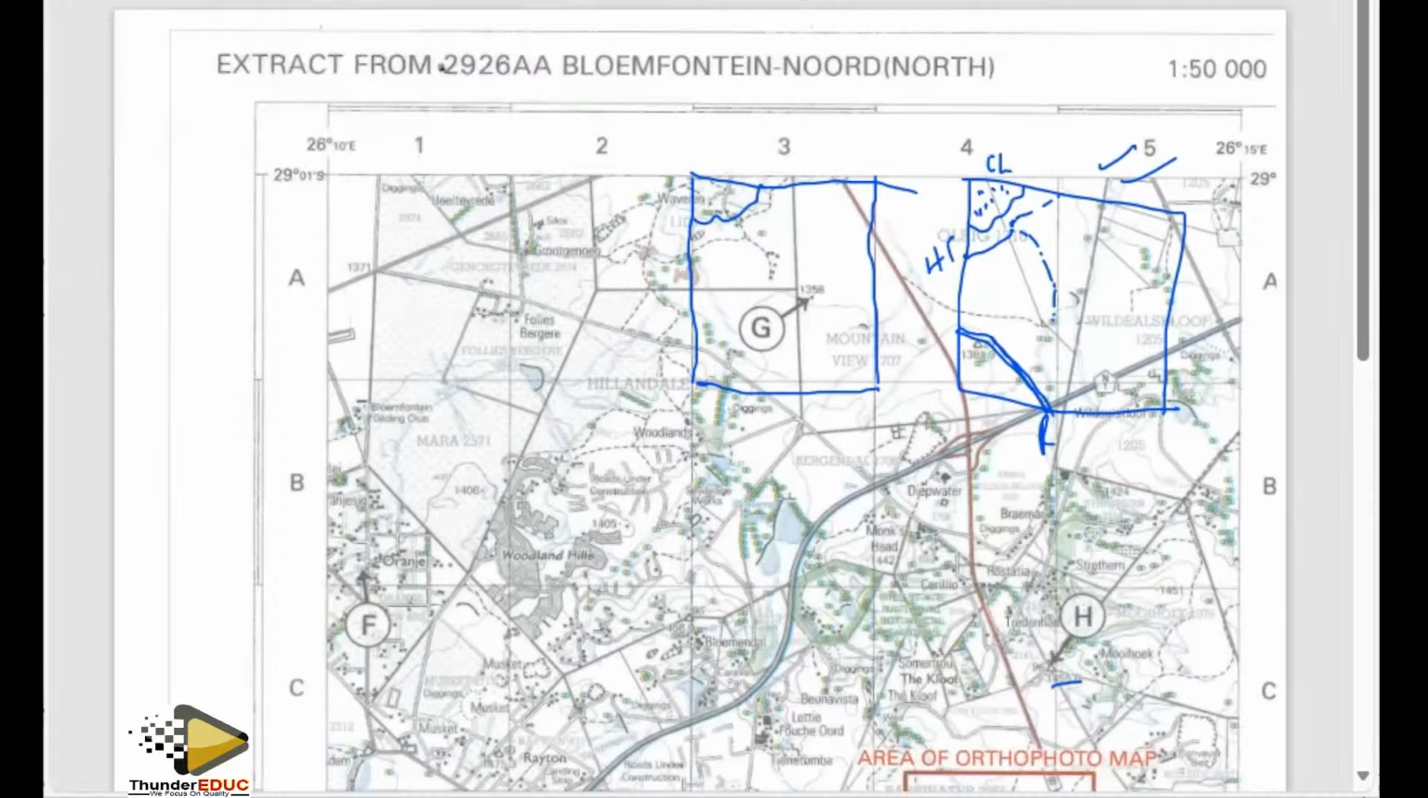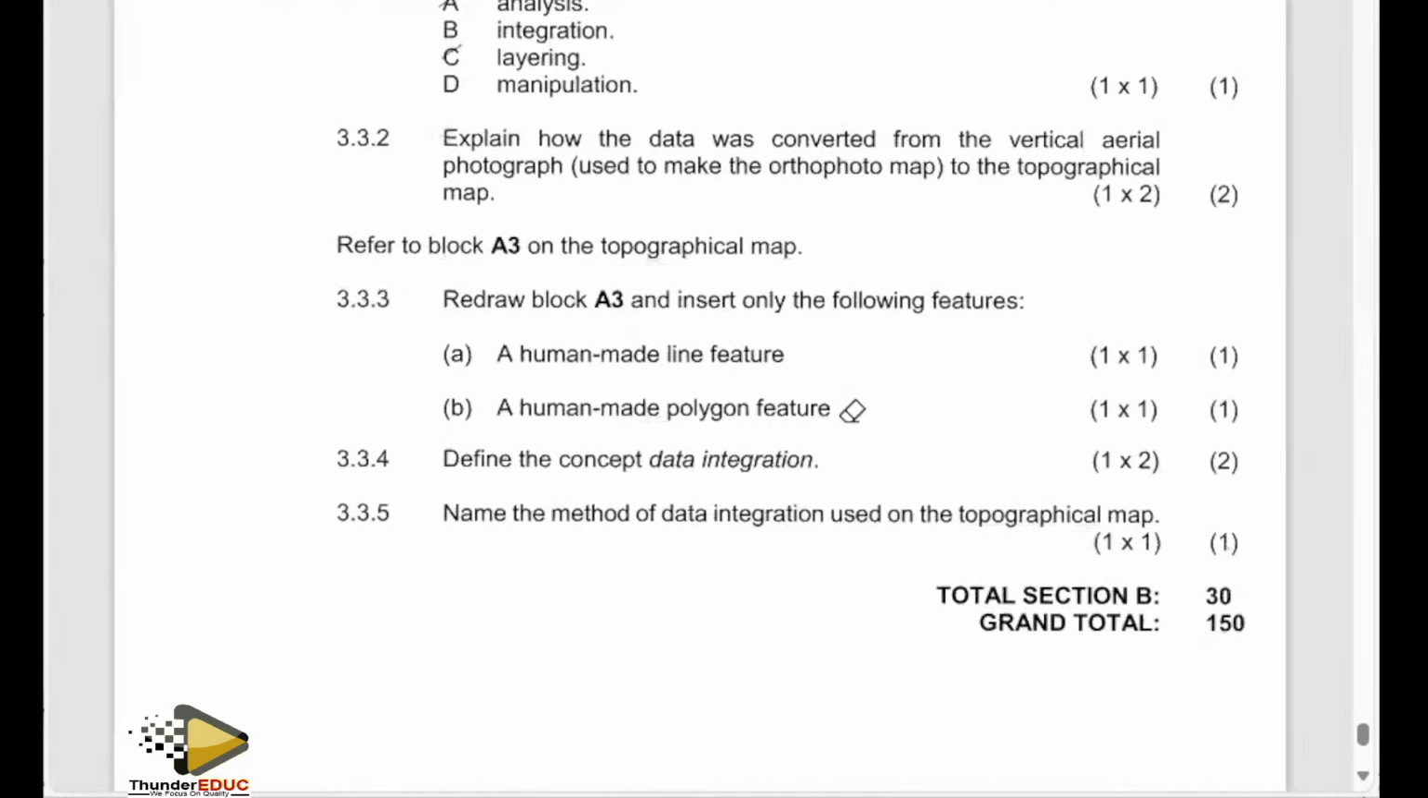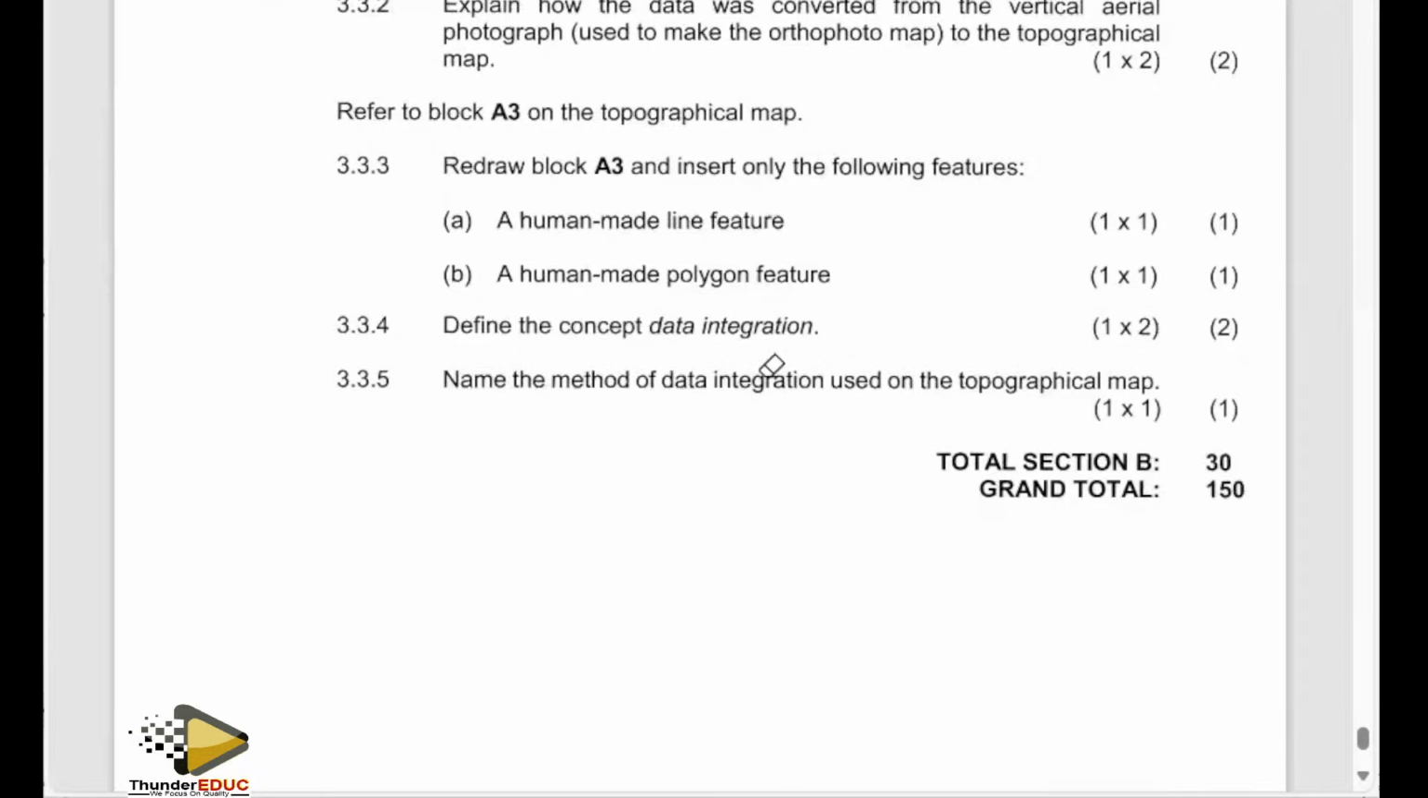That is what we are expected to do in that particular question. Right, moving on to the next question, we want to move on to question number 3.3.4. Right, what is it saying? Let's go to the question. 3.3.4 is saying, define the concept data integration.